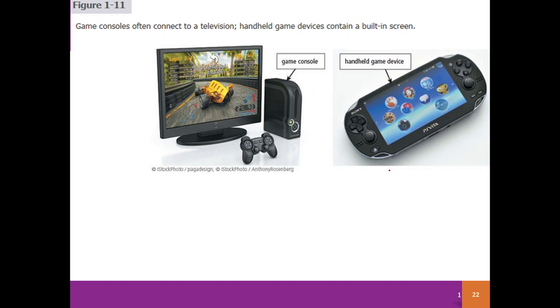These are game consoles. People who are into games must have heard of the names PlayStation, Xbox and Nintendo Wii. So you buy a PlayStation, a game console, and you connect it to a TV, and you have these joysticks and these devices that can be used to give input to the game console, and you can play these games.